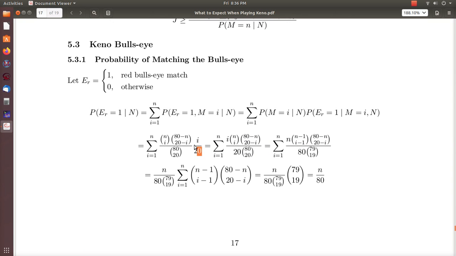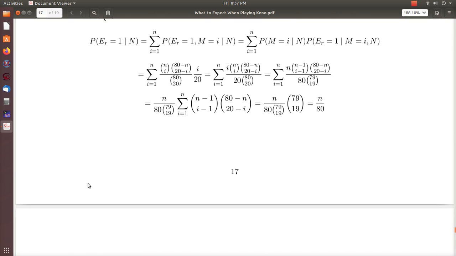Now we start combining. We put the I with this N choose I and the 20 with the 80 choose 20 and rewrite them. And then we factor out anything that doesn't have an I. And then what's left here, this sum of these binomial coefficients, looks pretty crazy. But if you know Vandermonde's identity, then this is simply, you add the top, which is 79, add the bottom, which is 19. Those cancel, and we're left with N over 80. And that's a kind of a fun proof of that.